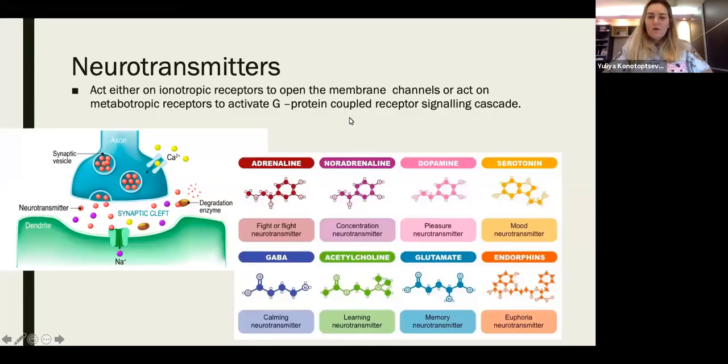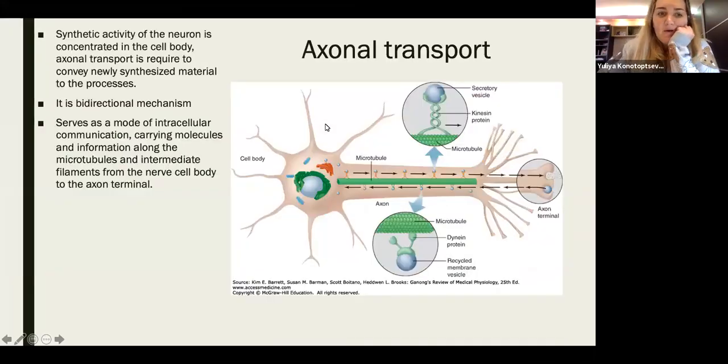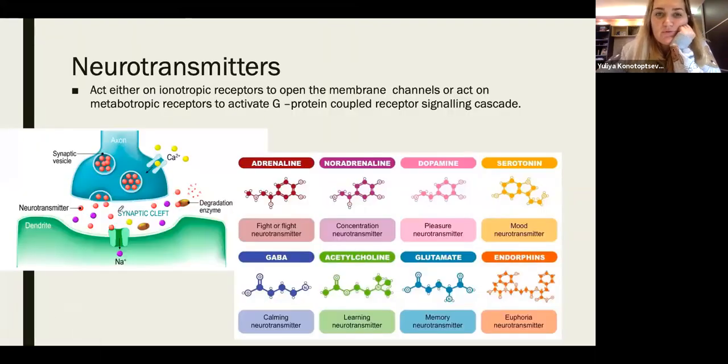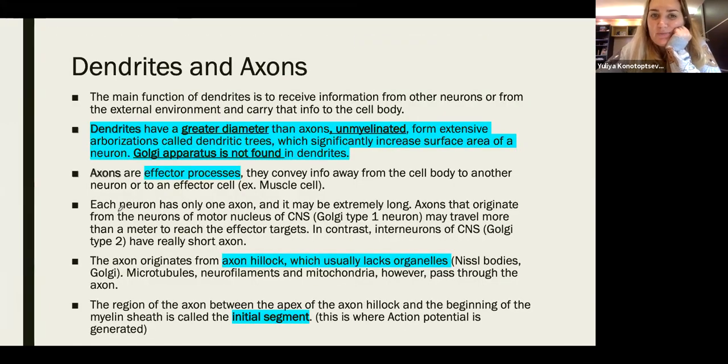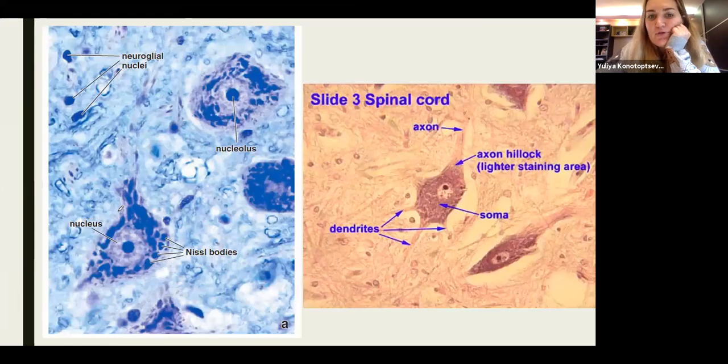Recording. Okay, quick recap, right? So we have finished talking about the neurons. We have talked about axonal transport, right? We have talked about the different types of synapses, dendrites, axons. Could you name me the three functional types of neurons, please?